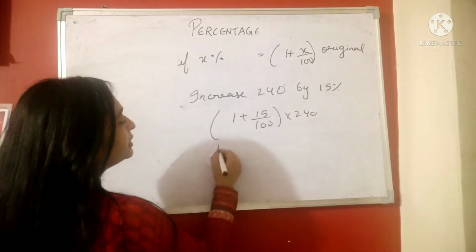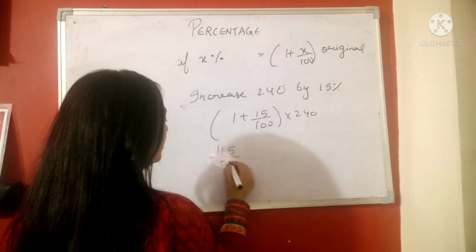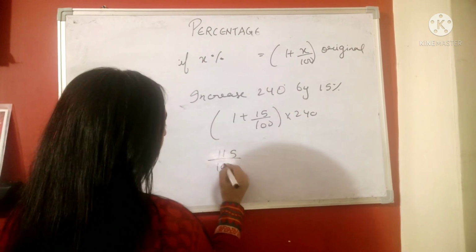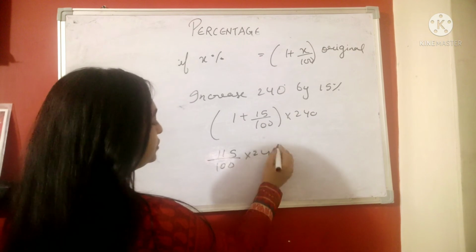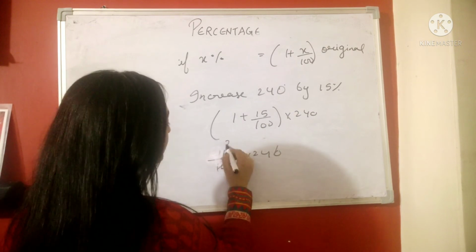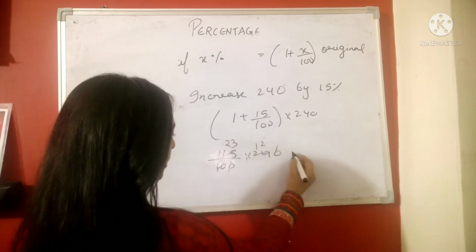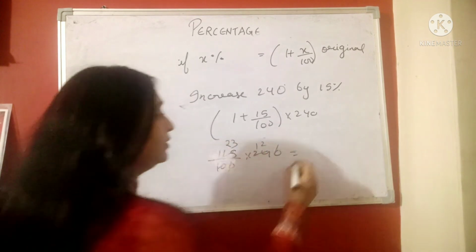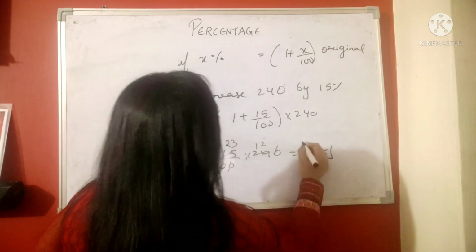So after taking the LCM, it will be 115 upon 100. So 115 upon 100 into 240. Please solve it, and when we solve, we will get 23 and 2 over here. So 23 into 12 is 276, and here we have the answer.